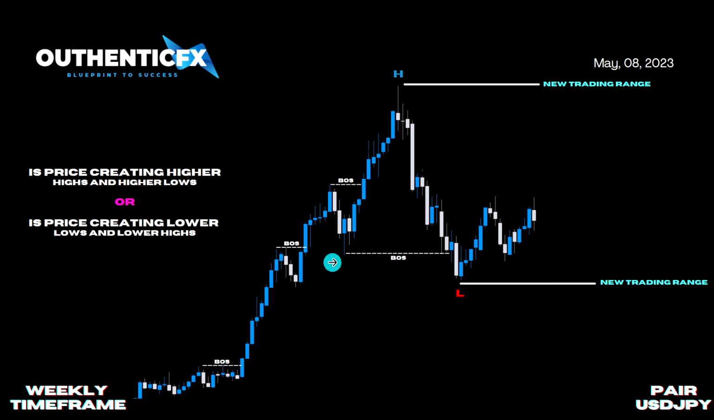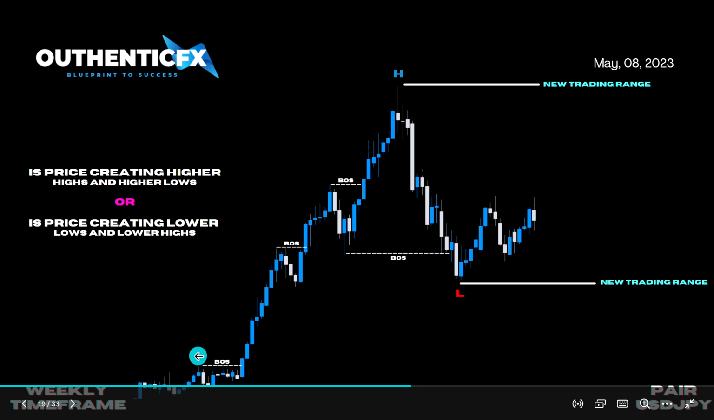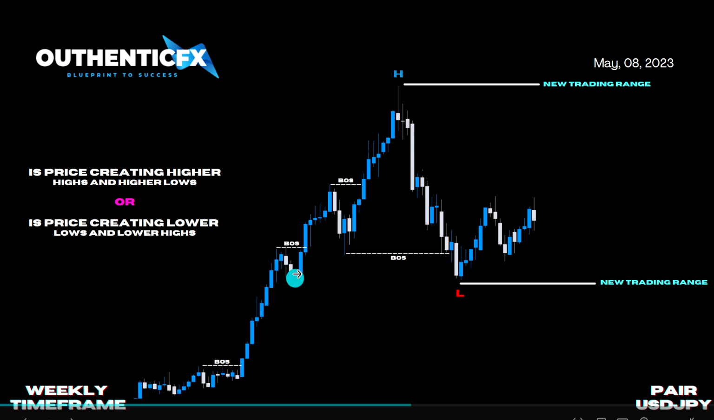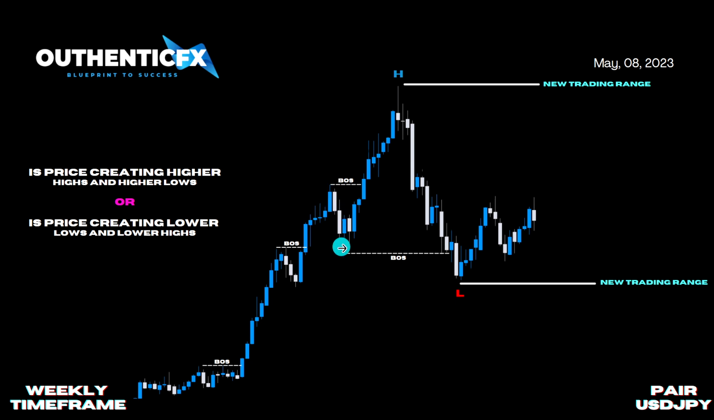As you can see now, we have a nice clean break of structure, which price has broken, creating this new low, right? So this now becomes our new trading range. As you can see to the left, we've broken structure, created a new high. We've created that higher low, broke structure, created a higher high, created that new higher low, higher high.